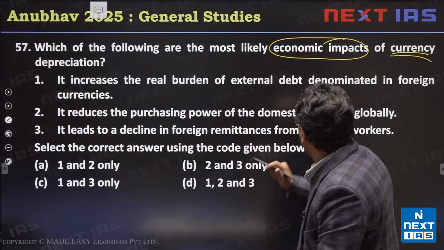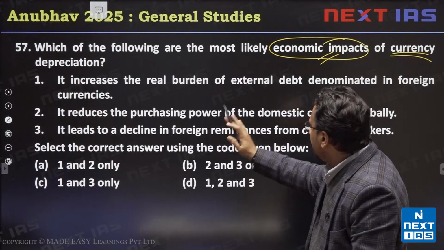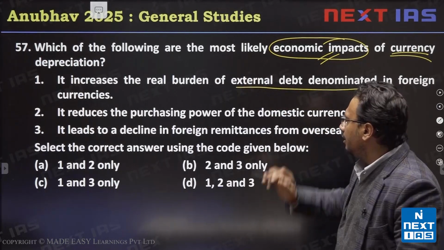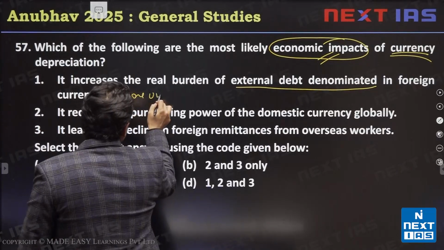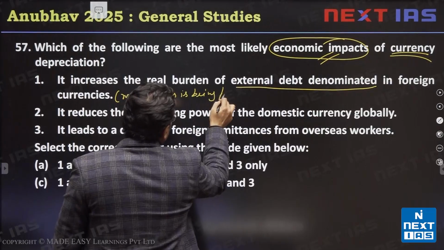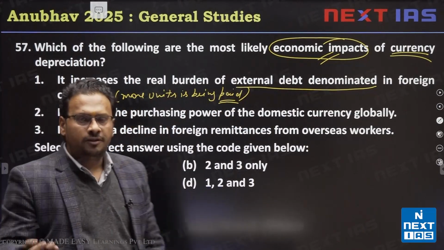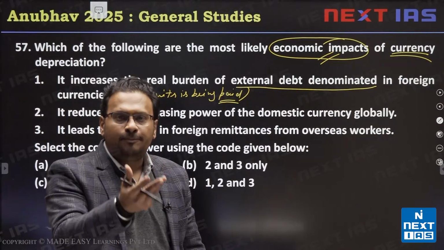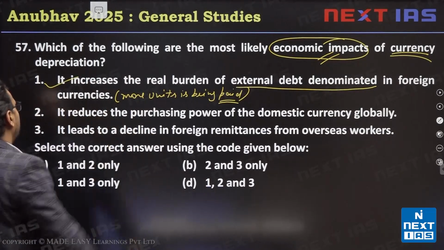Now first thing, they are asking about the likely impact. It increases the real burden of external debt denominated in foreign currencies. Yes, why? Because now more units are being paid. Earlier I was paying 2 units, but now the currency's value has been depreciated. So now I need to pay 3.5 accordingly. Right? So statement 1 is correct.